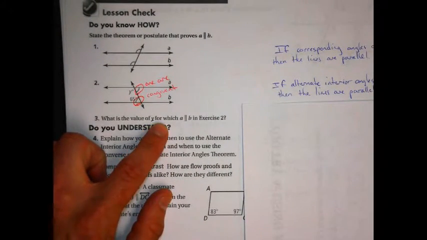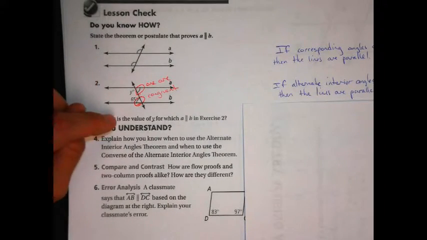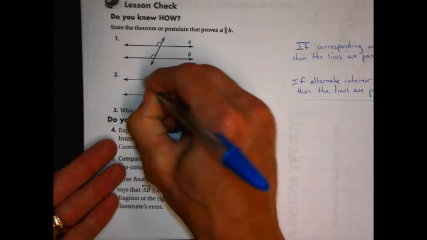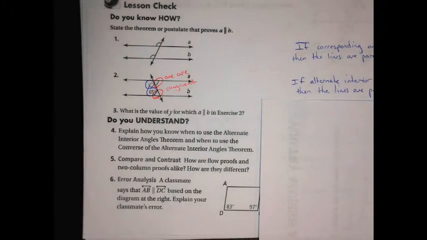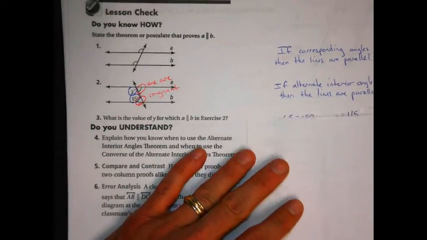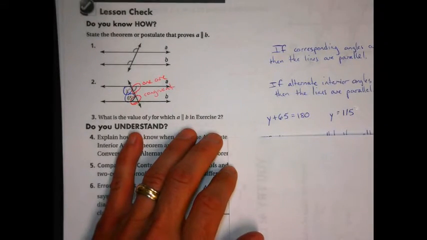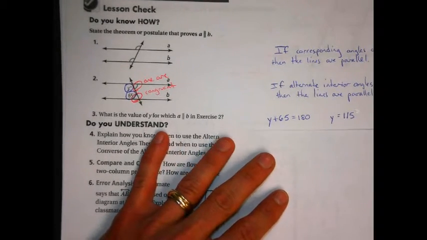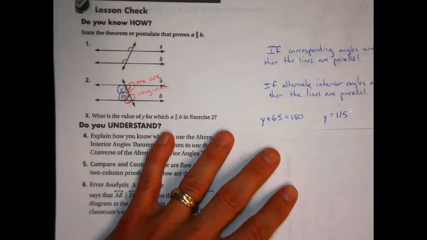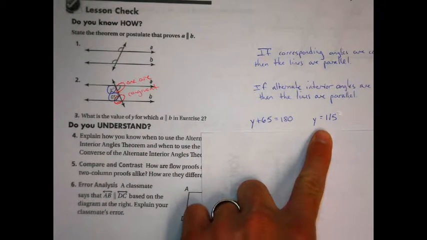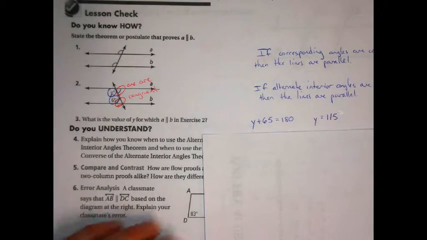So now, the third question. What is the value of y for which A would be parallel to B? Now, take a look at y. Here's y. And take a look at the other angle, 65. So what do we know about those? Those are same side interior angles, right? And same side interior angles must add to 180. So same side interior angles must add to 180 if the lines are going to be parallel. If same side interior angles are supplementary, then lines are parallel. So in that case, we have our equation. We simply subtract 65 on both sides. We get 115. Okay?